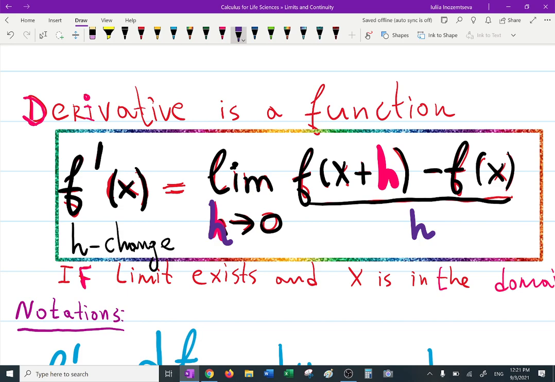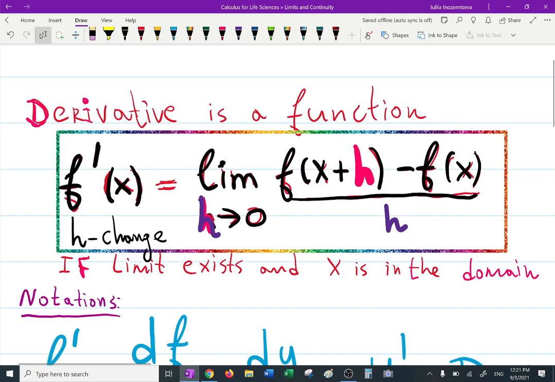chemical reaction or microbacteria talking to another bacteria. Bacteria talk to each other if you don't know that. So all these processes were captured using limits, where h is a small change. If this limit exists in x in a domain, this is how we define a derivative.